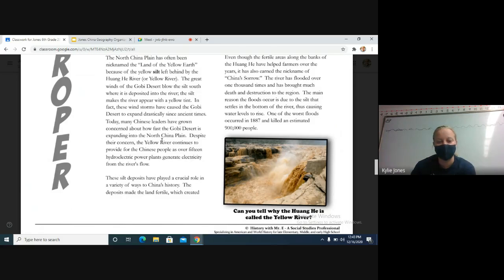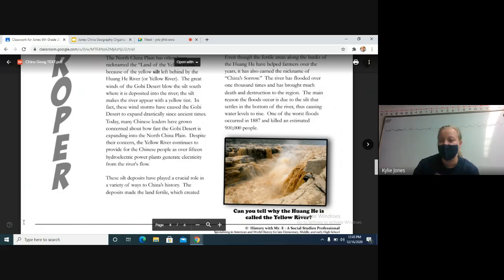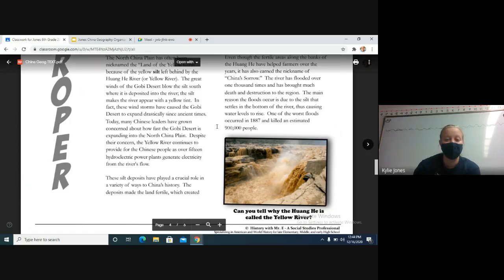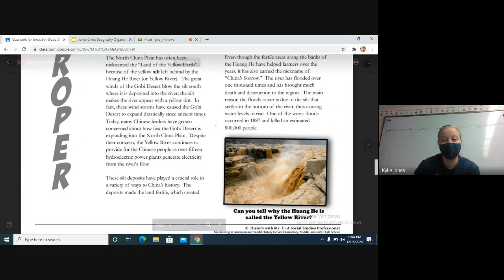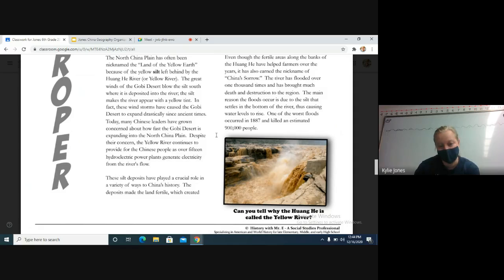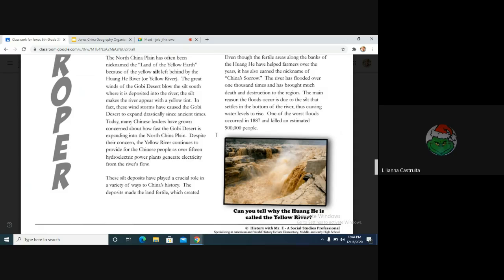Despite their concern, the Yellow River continues to provide for the Chinese people as over 15 hydroelectric power plants generate electricity from the river's flow. We can relate that back to our science. We talked about water power and how it can create electricity, right? Well, it's because the dust from the desert is blown into the river, so it kind of makes it yellow.